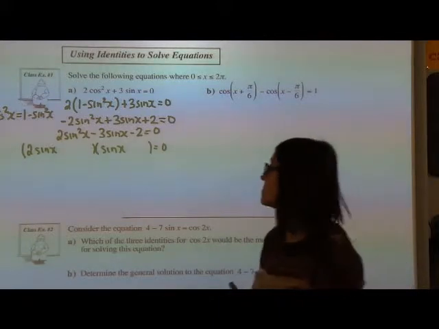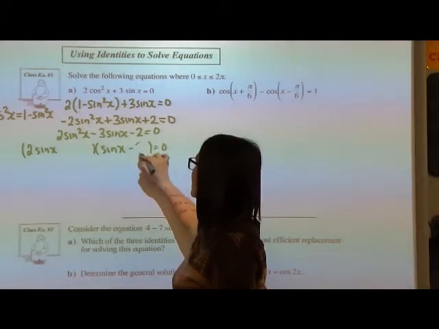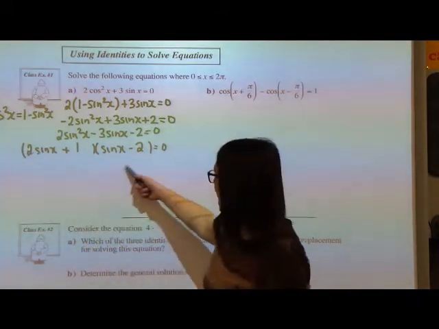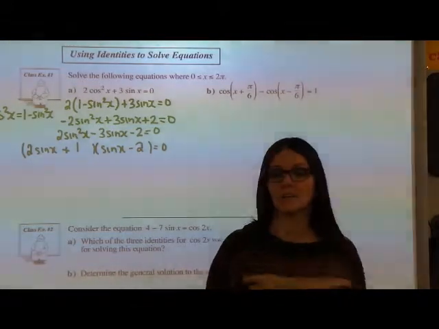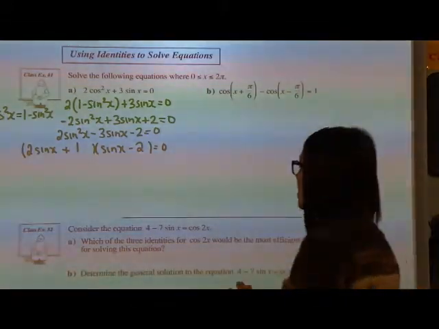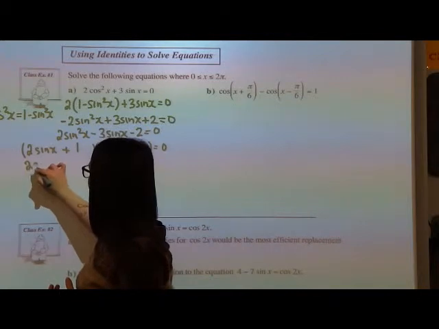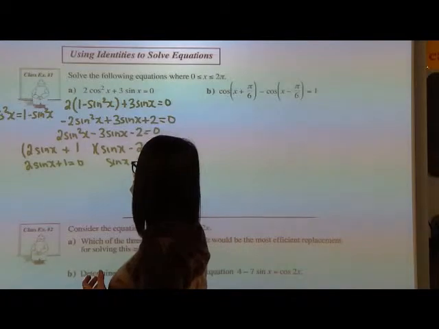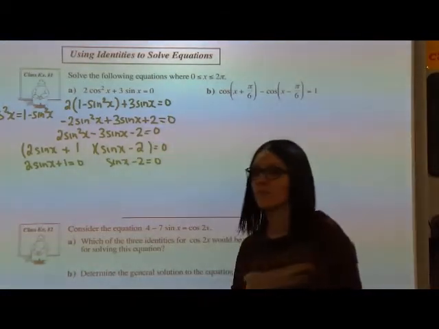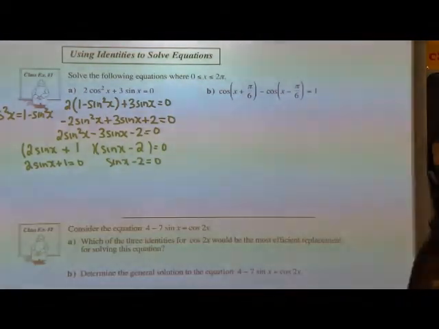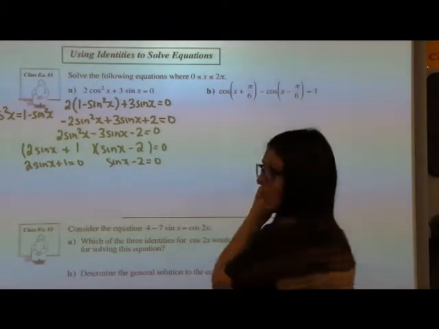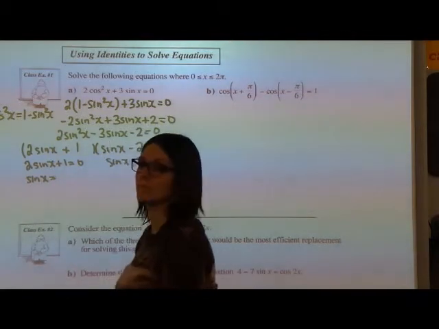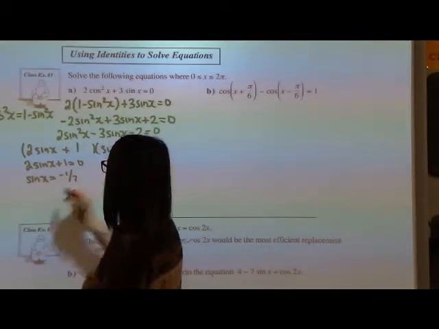The 2 should be negative. It should be opposite of the other 2. And then plus 1. So there's my negative 2. And then I get a negative 4 sine x and a positive sine x. Now if either one of these equals 0, the whole thing equals 0. So I can let each factor equal 0. So if 2 sine x plus 1 equals 0, what does sine x equal? Negative 1/2.